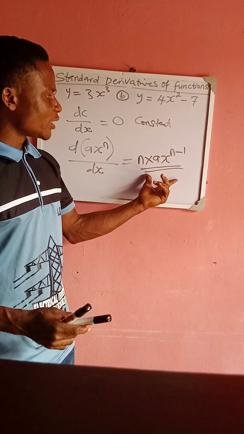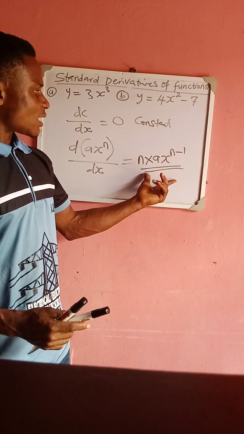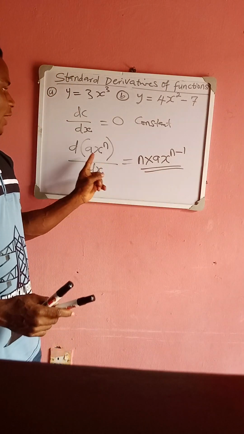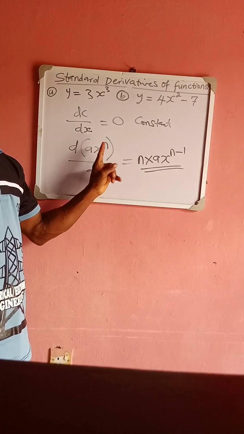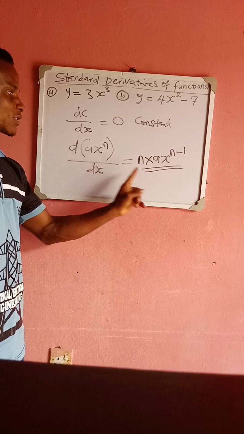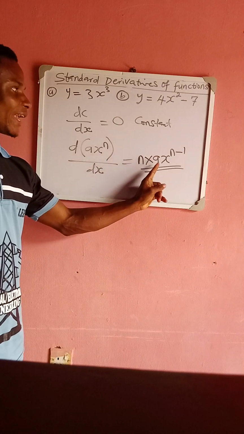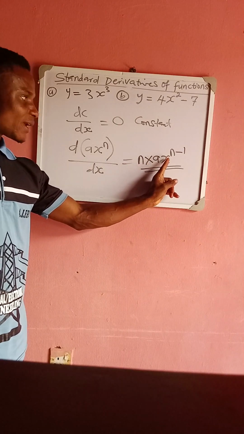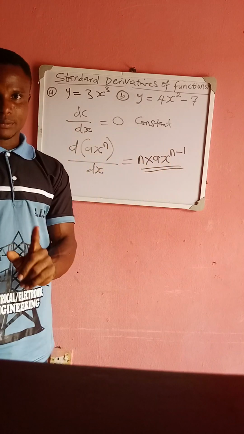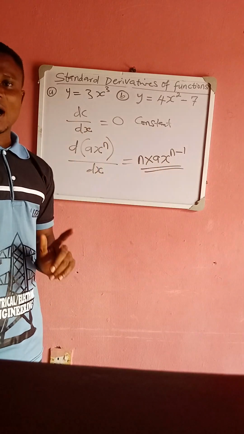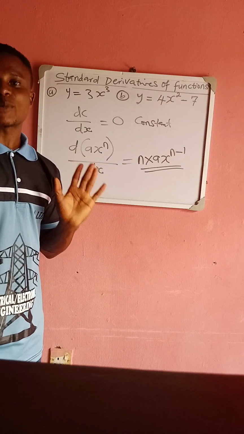And what does this mean? Here a is the coefficient of x, and n is the power of x. What does this simply mean? You multiply the power of x by the coefficient and subtract the power by 1. Then when you subtract the power by 1, you get your answer very straight.